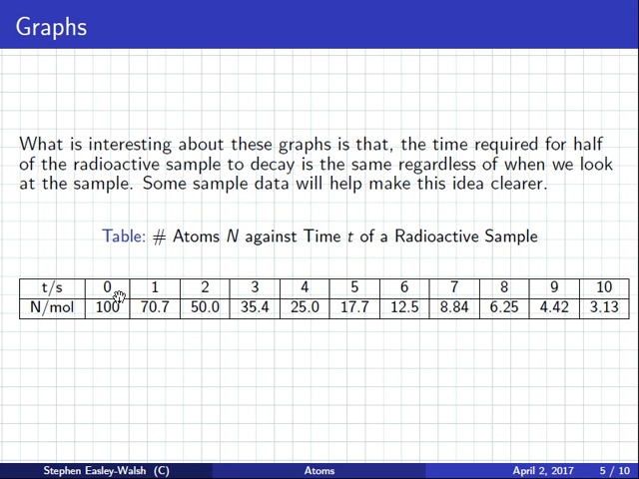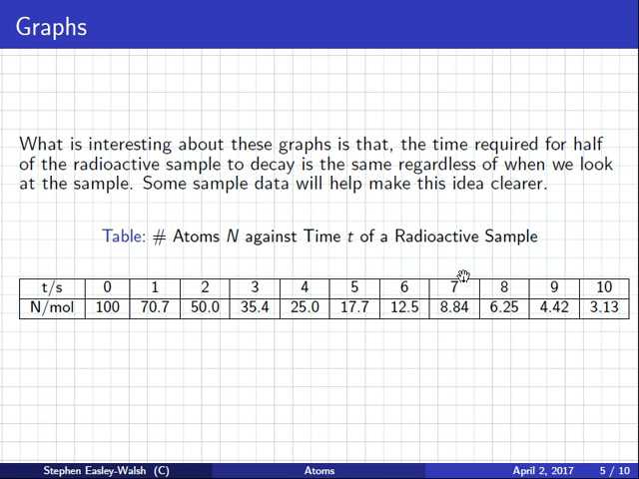Now, at the beginning we have 100 moles. 1 second later we have 70.7 moles. 2 seconds later we have 50 moles. If I start here, how long until I have half the number of moles? 2 seconds. If I start randomly here, what's half of 12.5? 6.2. And how long until that happens? How many more seconds? 2 seconds.